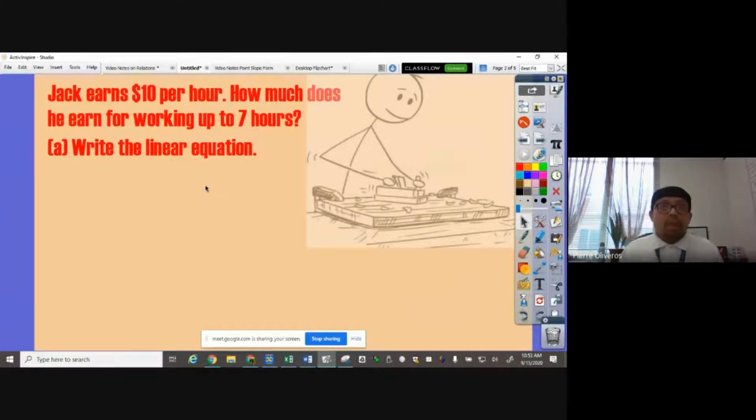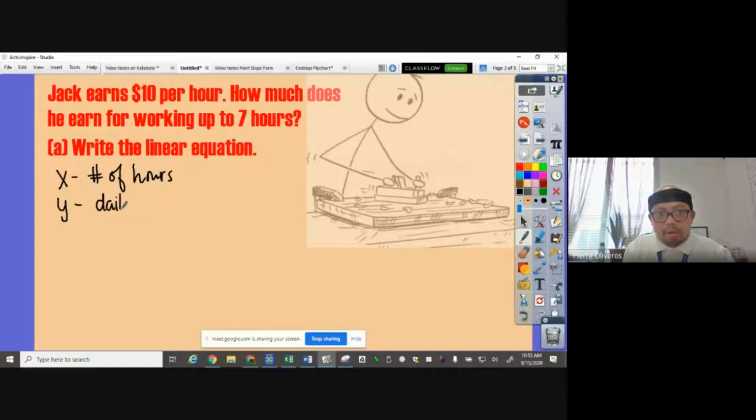Jack earns $10 per hour. Some of you kids are probably working right now and earning, which is really good. So if you're Jack, you earn $10 per hour. How much does he earn for working up to 7 hours? Write the linear equation. Before you write a linear equation, you have to identify some variables. First, x will be the number of hours Jack works, and y will be his daily wage.